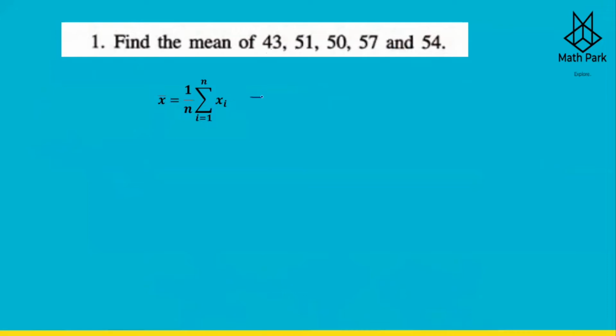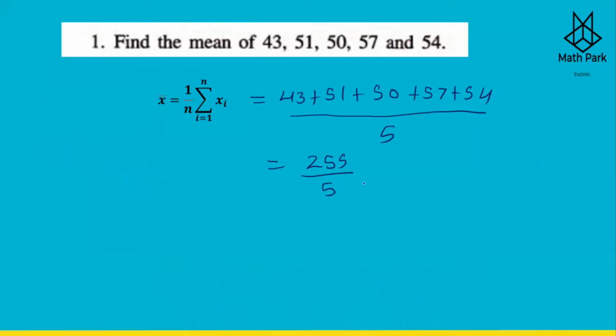When we take the sum of this, we add 43 plus 51 plus 50 plus 57 plus 54. And there are 5 observations, so we divide by 5. The sum of these observations, when we add, we get 255 divided by 5, which is equal to 51. So this is how the mean of these numbers is 51.